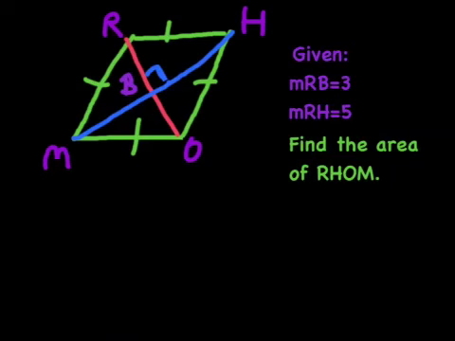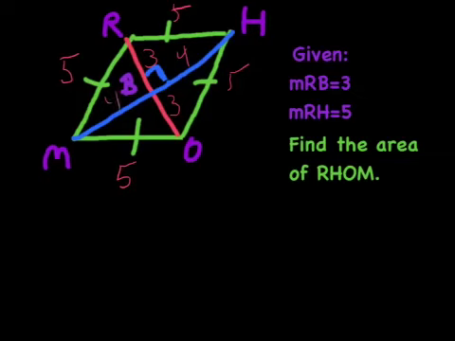Here's a final problem. Now this one is a rhombus. It seems like we have 4 congruent sides. The perpendicular diagonals are there, and we're given a little bit of information here as well. It says that RB is 3, and in a rhombus you should know that the diagonals bisect each other because it's a parallelogram. RH is 5, and so that actually means all of the sides are going to be 5, and that means these are all going to be 3, 4, 5 right triangles.